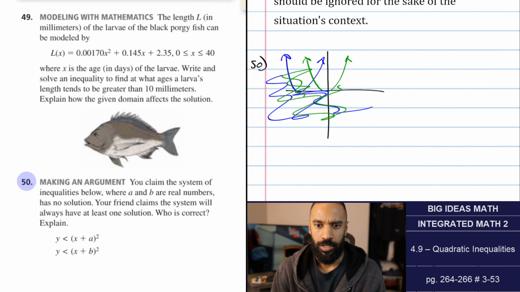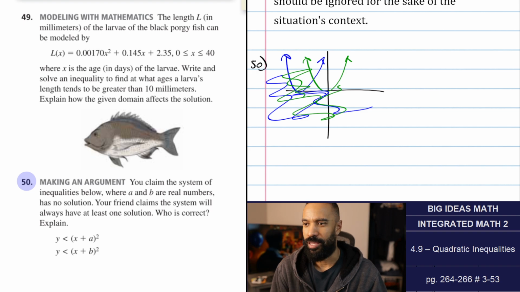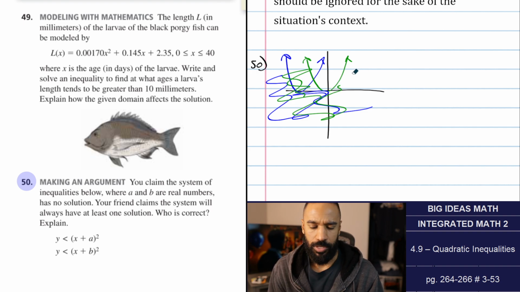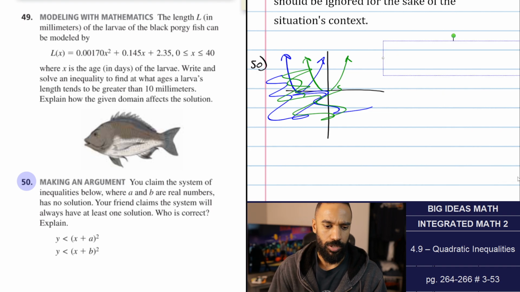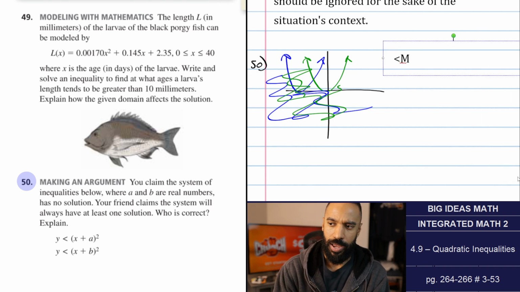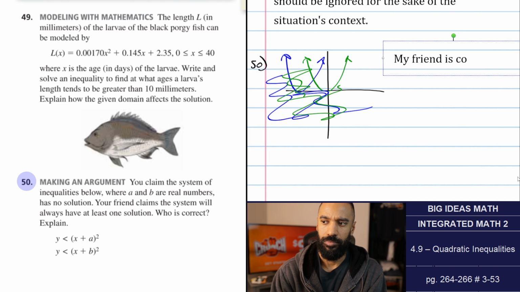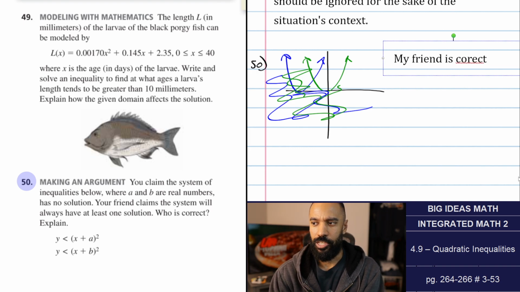What's going on? What's wrong with this? Why would I make that claim? There's nothing wrong with this here. I'll leave that there. My friend is correct. Now keep in mind, these should be dotted lines.